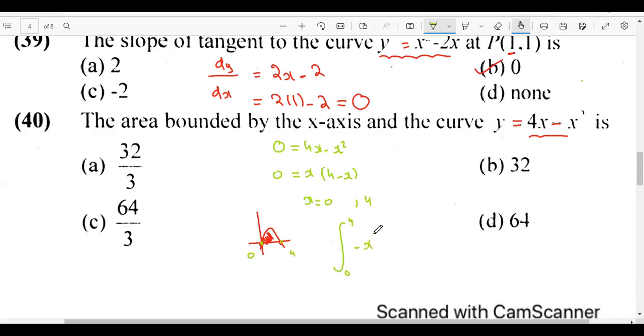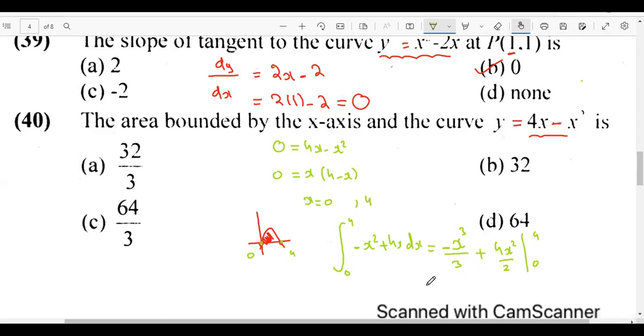The equation is minus x squared plus 4x with respect to x. It would give me minus x to the power 3 by 3 plus 4x squared by 2, and no point of writing down the constant in the cases where we have a definite integral. And when you simplify this, the answer is going to be 32 by 3.